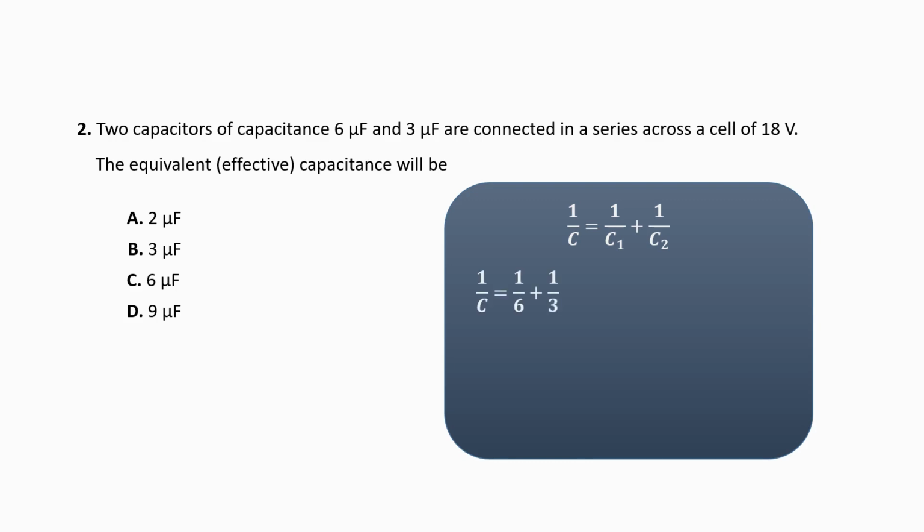After putting the values, we get 1 upon C equals 1 upon 6 plus 1 upon 3, and after solving them it will leave us 3 plus 6 upon 18. So when we solve them it will give us 1 upon C equals 9 upon 18. Then we will reciprocate them. After reciprocating we get C equals 18 upon 9. Then after solving we get 2. So that means 2 microfarad is the correct option for this question. Let's move to the next question.